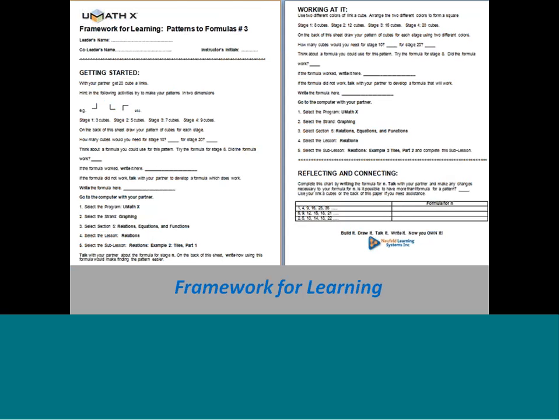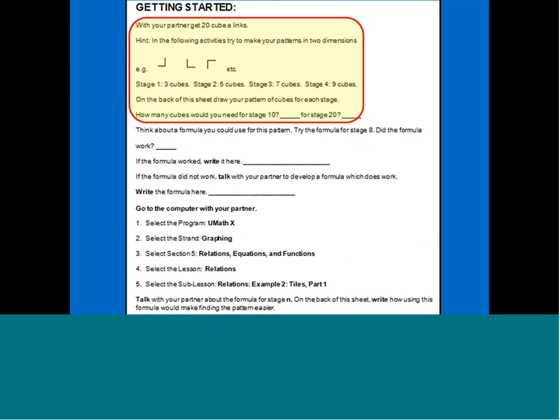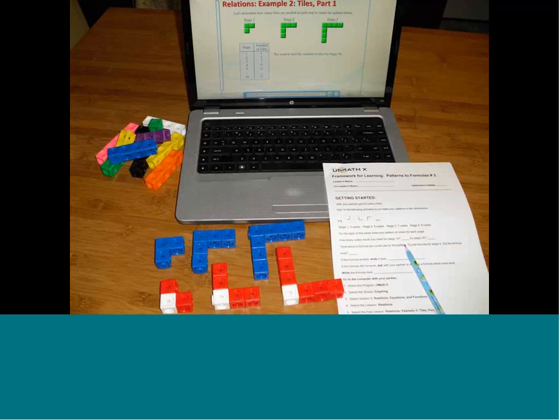The Getting Started section includes a warm-up type activity or series of questions that require students to engage in mathematical discourse while using a variety of tools to reason, make connections, and solve problems. In this example, students use connector cubes to build models illustrating the patterns for stages 1 through 4 in 2 dimensions for an L-shaped figure.